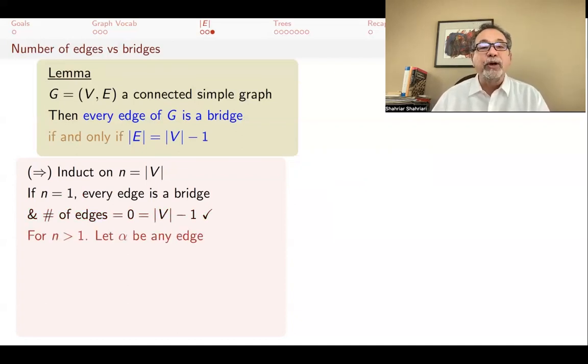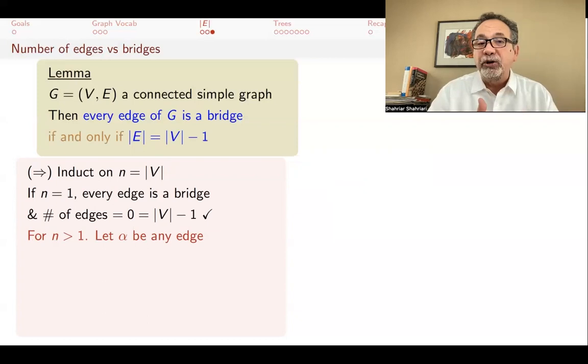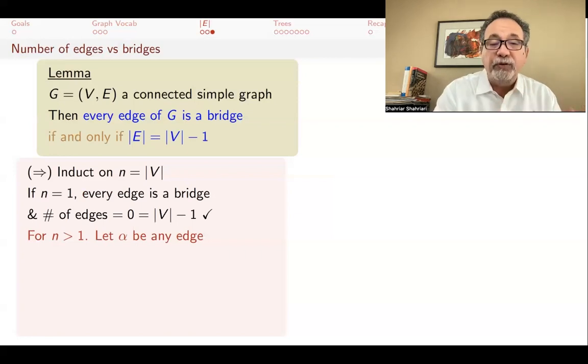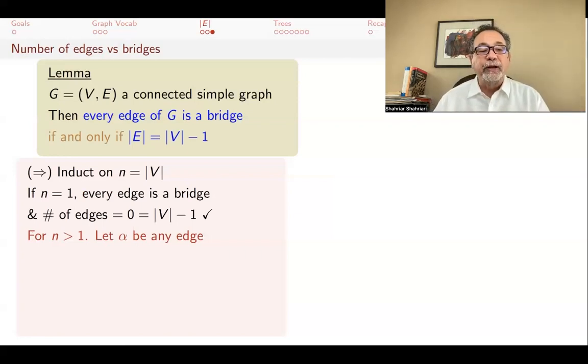So now for n greater than 1, we're going to use induction. So we're going to assume that we already know the theorem for smaller graphs. Smaller in what sense? Because we're inducting on n, the number of vertices, smaller in the sense that if a graph has fewer vertices than the one we're looking at, we assume that the theorem is true for that. So let alpha be any edge of your graph. If the graph doesn't have any edges, then it won't be connected in that case.